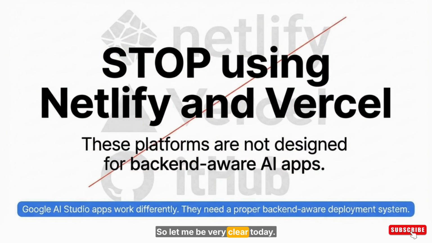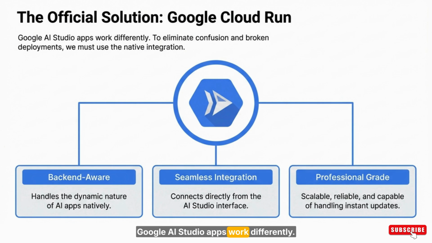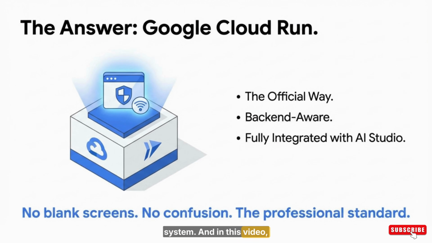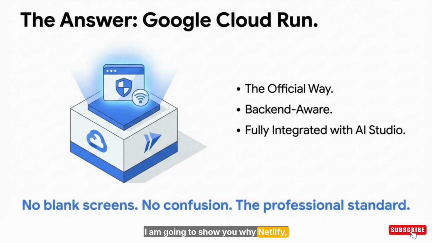So let me be very clear today. Stop using Netlify, stop using Vercel, and stop using GitHub Pages for Google AI Studio apps, because these platforms are not made for this type of AI apps. Google AI Studio apps work differently. They need a proper backend-aware development system. And in this video, I am going to show you why Netlify, Vercel, and GitHub fail, and what you should use instead. The correct and official way.